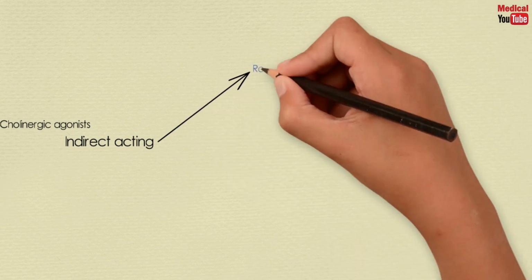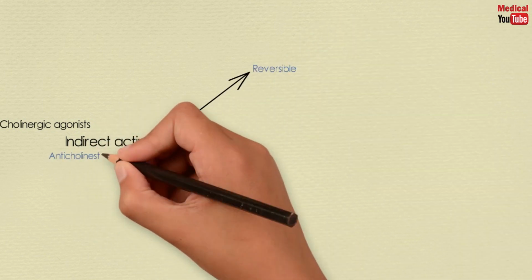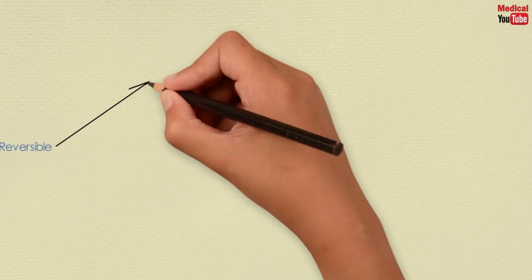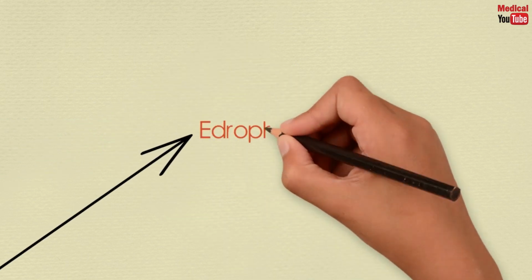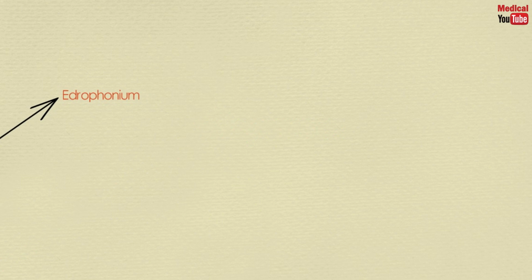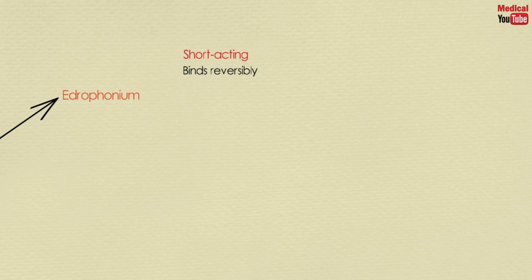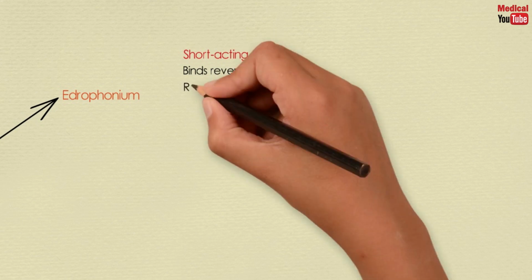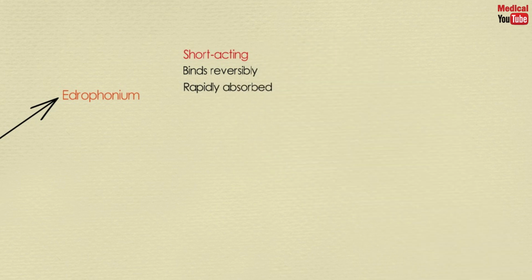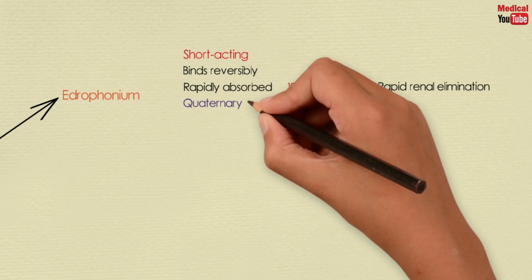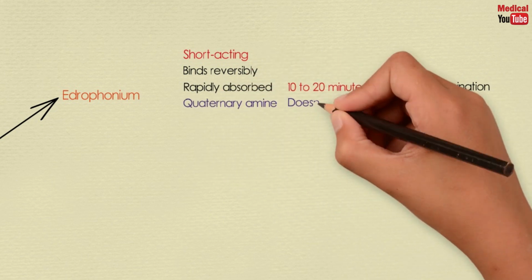First, let's discuss the reversible anticholinesterase agents. The first one is edrophonium. It is a short-acting acetylcholinesterase inhibitor. Edrophonium binds reversibly to the active center of acetylcholinesterase, preventing hydrolysis of acetylcholine. It is rapidly absorbed and has a short duration of action of 10 to 20 minutes due to rapid renal elimination. Edrophonium is a quaternary amine, so it doesn't cross into the CNS.